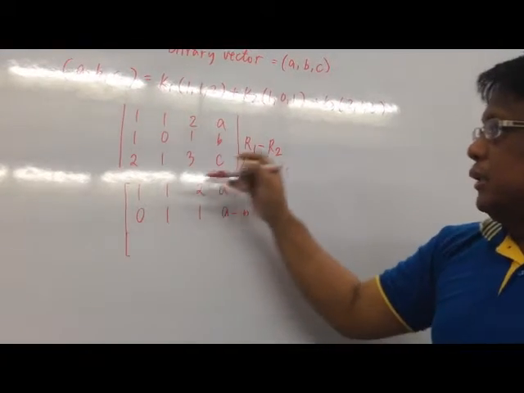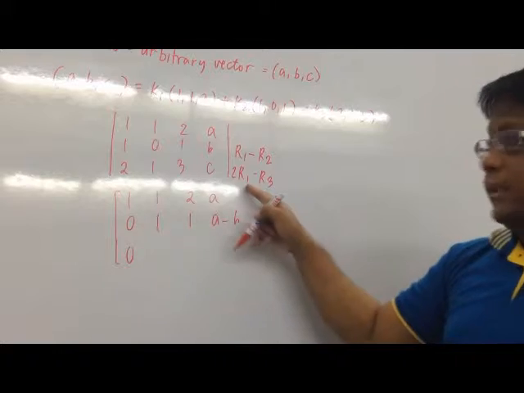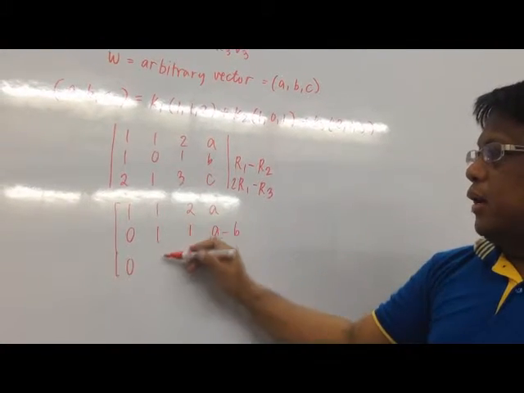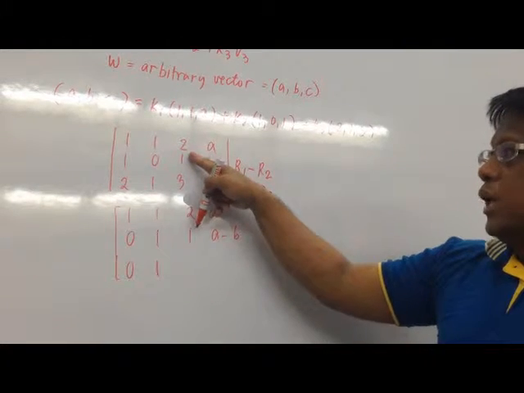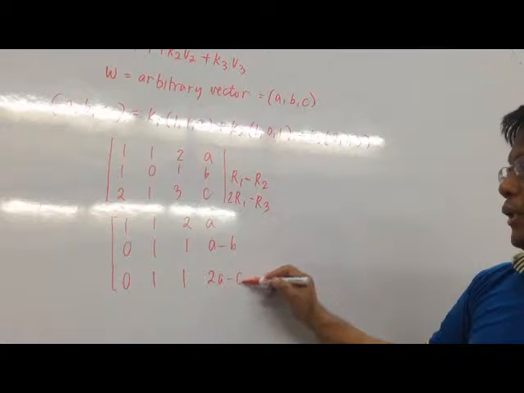Okay, next one. We have now 2 times 1, 2 minus 2 is 0. Use this third operation here, class. Then 2 times 1, 2 minus 1 is 1. 2 times 2, 4 minus 3 is 1. Then you have 2A minus C, okay?